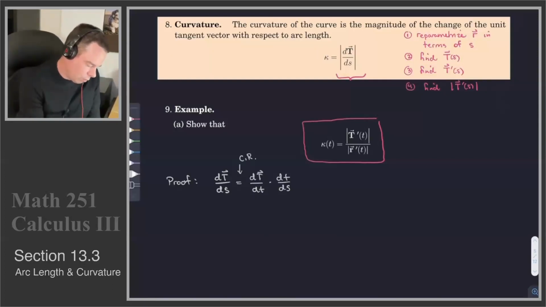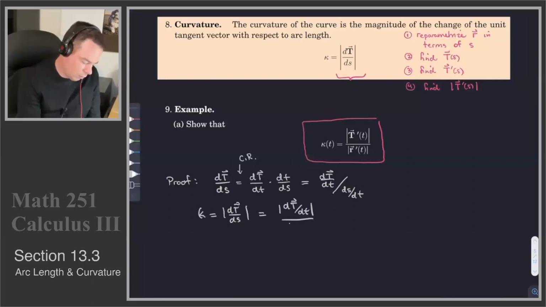And once we've done the chain rule, maybe I'll continue on writing this. So this means that this is dT/dt, and then I can put downstairs dt/ds. I can flip that over, put it downstairs as ds/dt. And so what that means is now when I take magnitudes, dT/ds, which is the curvature, I've got an alternate expression for that. It's the magnitude of dT/dt over ds/dt.